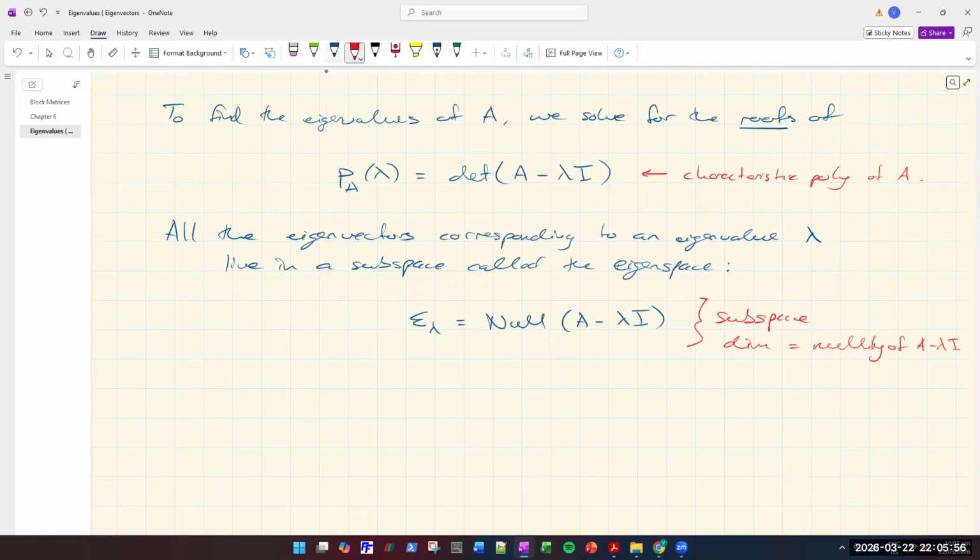Now, the number of times an eigenvalue lambda is repeated: when you solve for the roots of a polynomial, you will get repeated roots, and that root might be repeated 1 time, 2 times, 5 times, we don't know. The number of times that root is repeated is called the algebraic multiplicity of lambda.